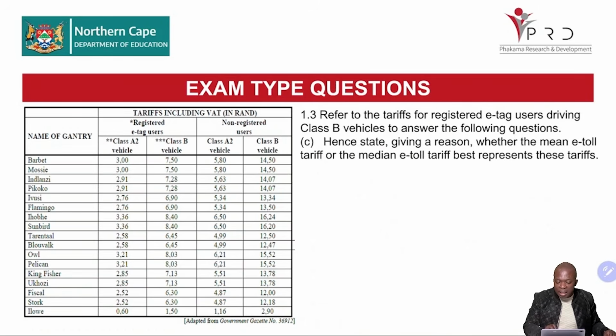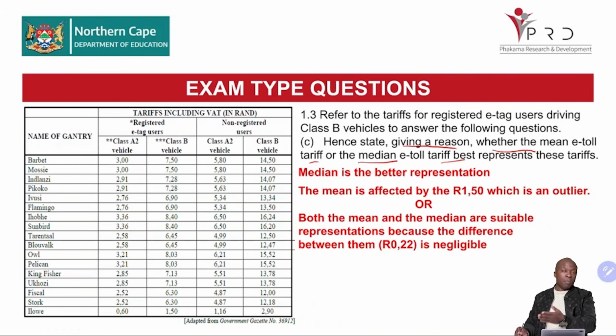1.3c, state, giving a reason, whether the mean e-toll tariff or the median e-toll tariff best represents the data. So the examiner is actually asking you to make a decision. Should you use the mean e-toll tariff or the median? And this is the best possible response that you should give in the examination. If you want to take the median, it is a better representation. Why? Because the mean is affected by an outlier. You can see all the values are like 6, 7, 8 thereabout, but then there's one value which is way far apart from the rest of the data set.